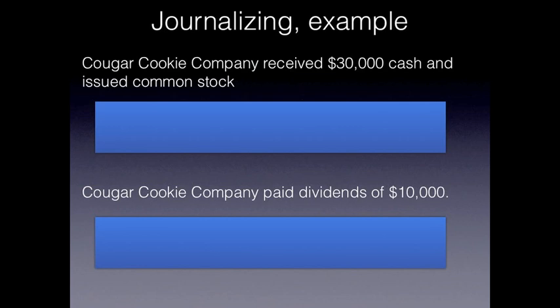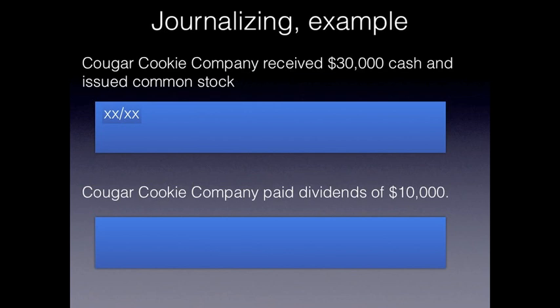Here we have Cougar Cookie Company received $30,000 cash and issued common stock. How would we go about journalizing this entry? Remember, the first thing you have in your entry is the date. And then we want to list our debited account first. If we received $30,000 cash, that means we got cash, so cash is one of the accounts that's affected. And if we're receiving cash, we have to think, is cash going up or going down? If we're receiving it, it's going up.